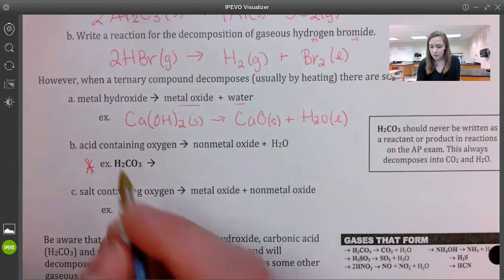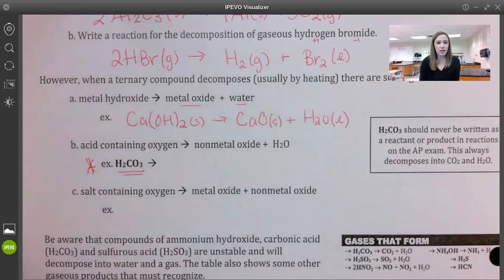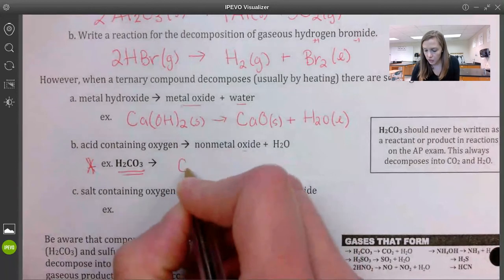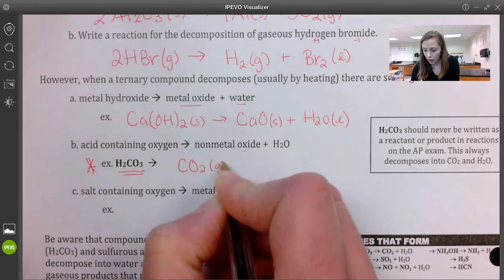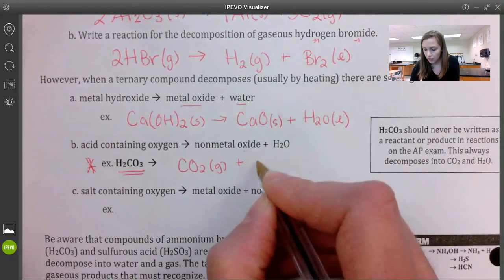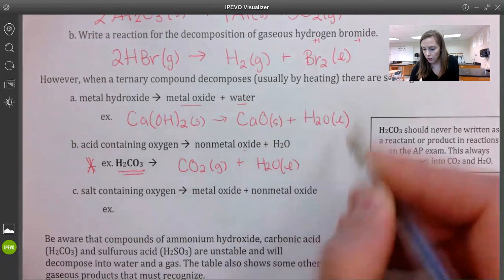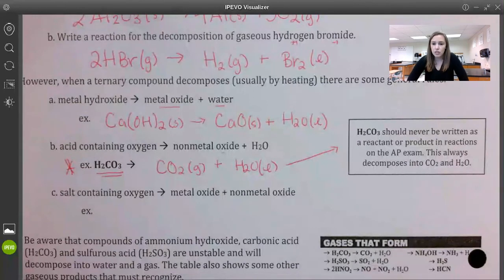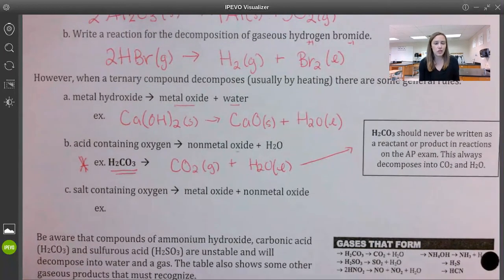So anytime this year you write down H2CO3 as a product, you're always going to decompose it further because it's very unstable in this form. So this is going to make your nonmetal oxide, which is always going to be CO2, and carbon dioxide is a gas, and then you're going to have water. And that's what this little box is over here. H2CO3 should never be written as a reactant or product in reactions on the AP exam. It's always going to immediately decompose into CO2 and water. And you'll see that come up in some labs and practice questions throughout the year.